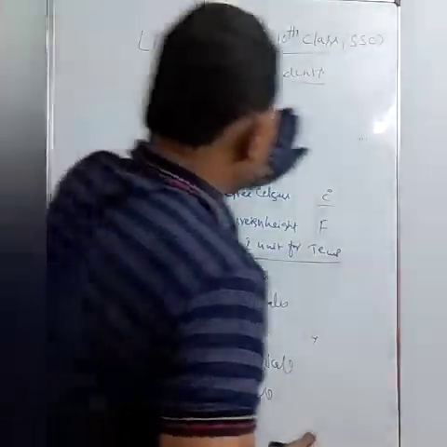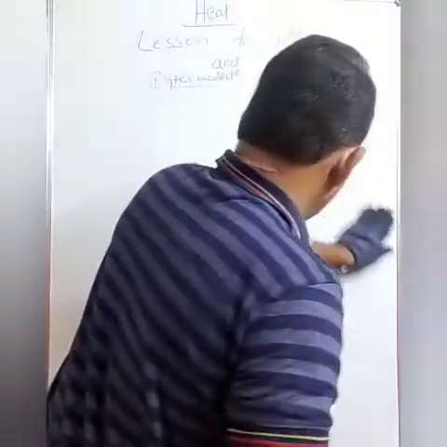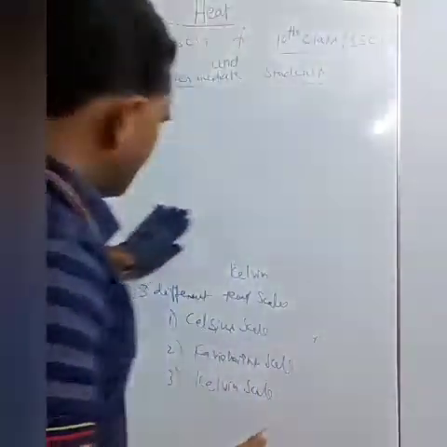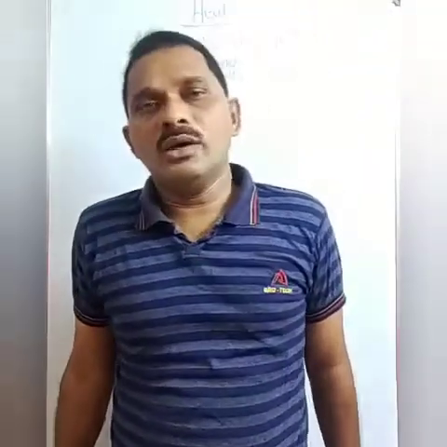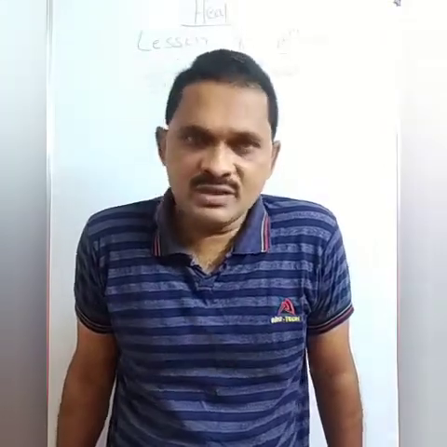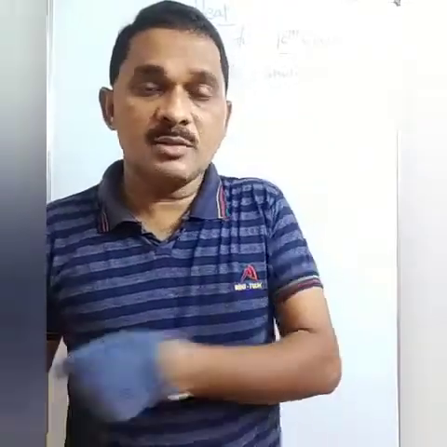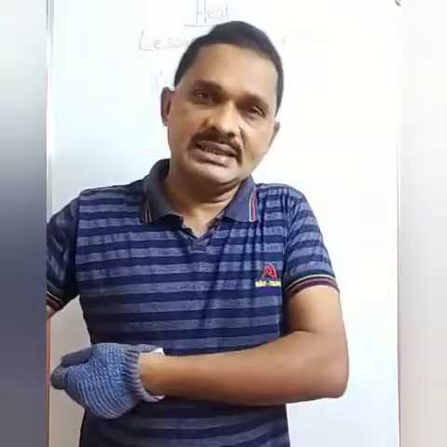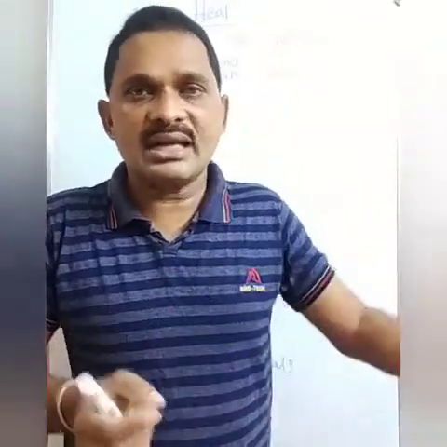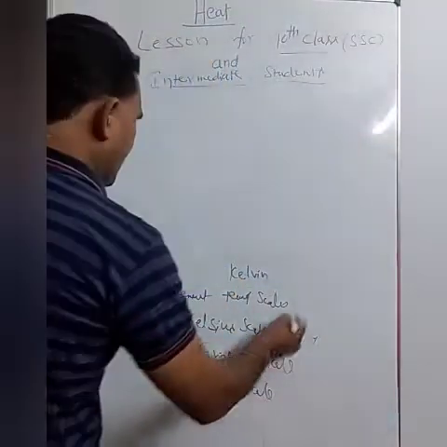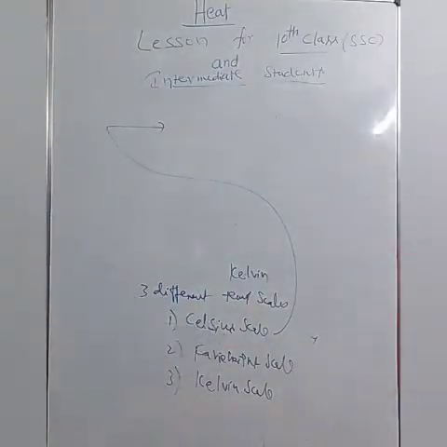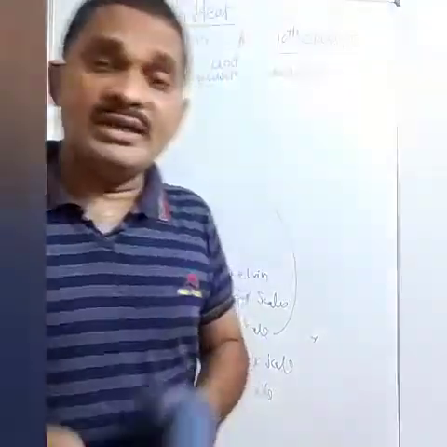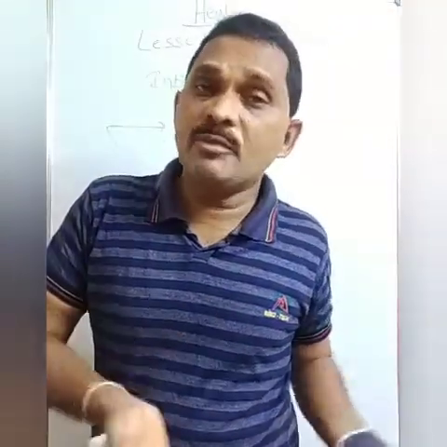How do you find or define the Celsius scale? For every scale, we have a starting point and an ending point. If you see a meter scale, or a 15 centimeter scale, it is 0 to 15. Suppose a 30 centimeter scale, 0 to 30. A 100 centimeter scale, 0 to 100. Like that, we have a starting point and an ending point. For the Celsius scale also, we have to define a starting point and an ending point. What is the starting point for the Celsius scale and what is the ending point?